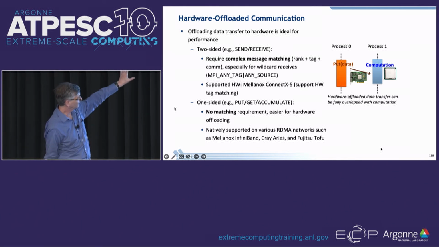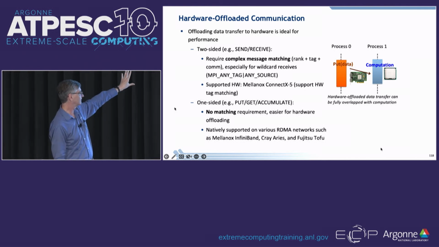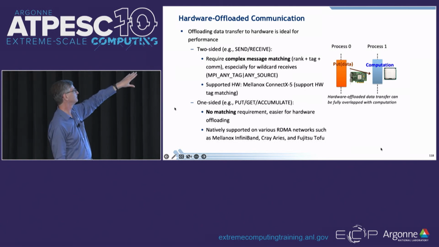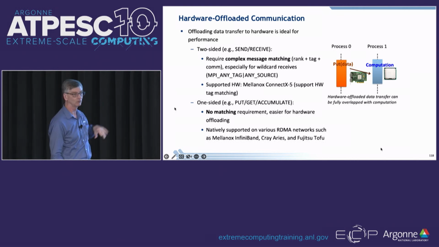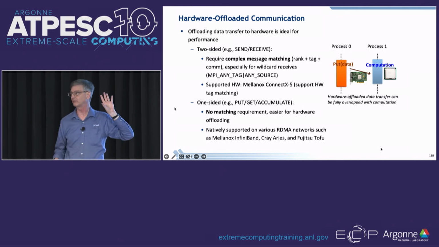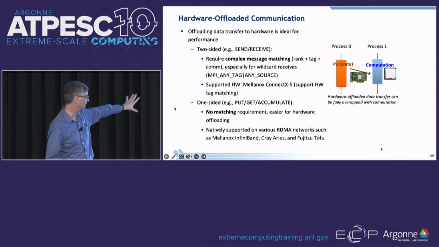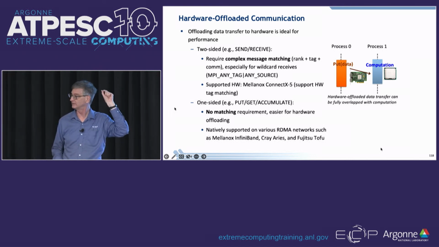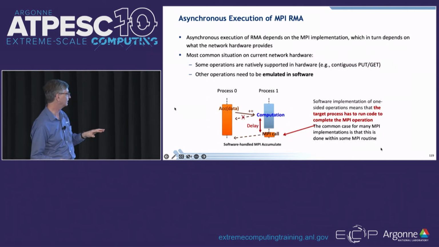An advantage on the one-sided is that the two-sided is actually fairly complicated. It's hard to implement, although there are some implementations that have in fact put the message matching into hardware, but it is non-trivial. One-sided, at least for the fairly basic operations, moving large blocks of data or possibly doing some of the accumulate operations, can fit in hardware.